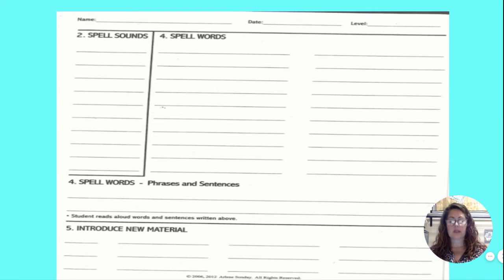Okay, now we're into the new material section. So we learned a new sound. We practiced reading words that contain that new sound. And now we're going to practice spelling words with that sound. So I want you to listen carefully. I'm going to say a word. You're going to repeat the word. You're going to touch spell the word.